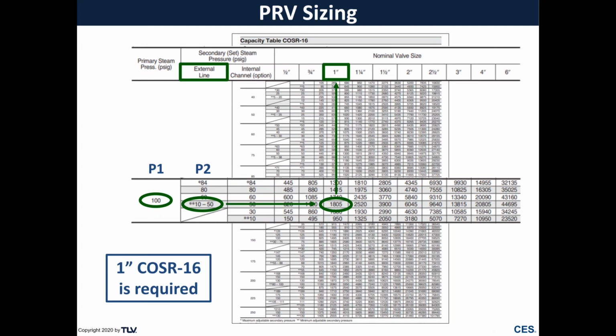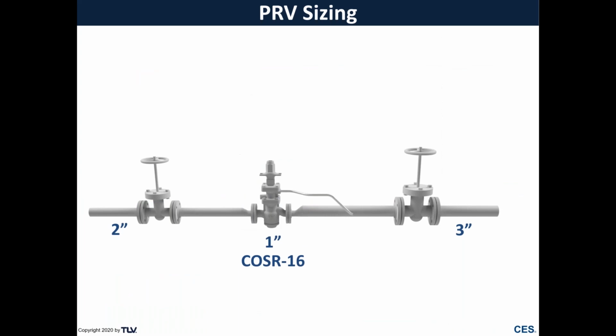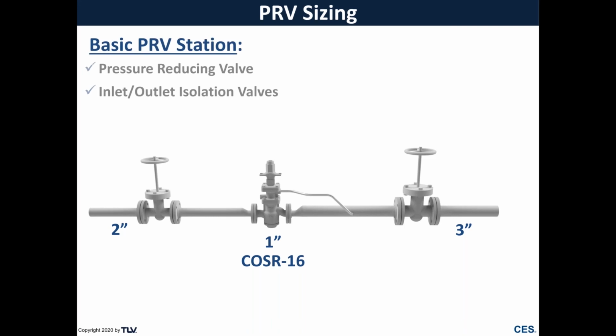And if you compare this capacity with the 1-inch COSR performance curve we looked at earlier, you can now see that the capacity is somewhat higher with the use of external sensing. So we now have our PRV and our inlet and outlet pipe sizes determined. But is this all there is to the basic PRV station? Aren't we forgetting something? Remember our discussion earlier?